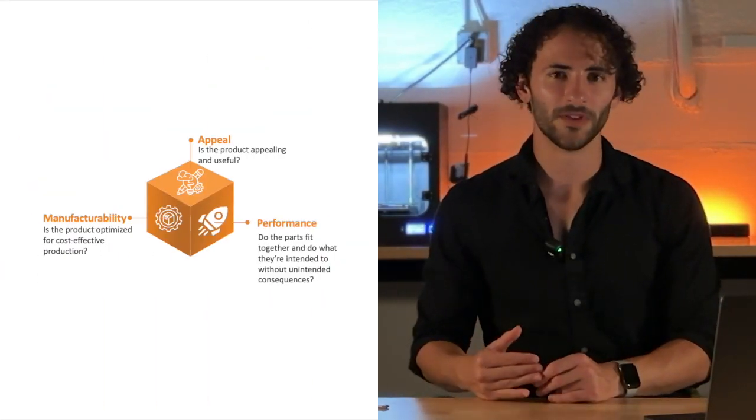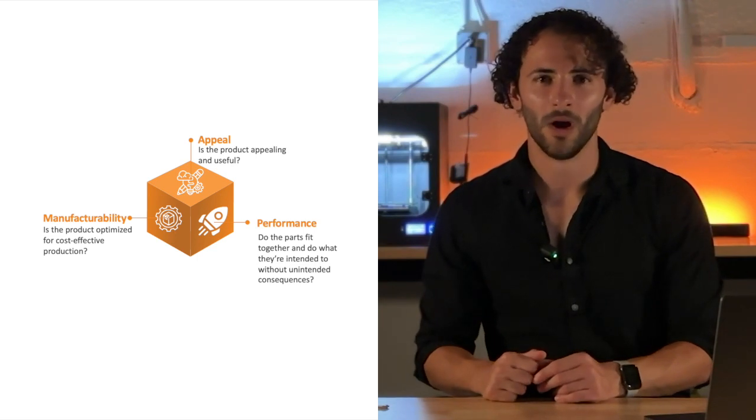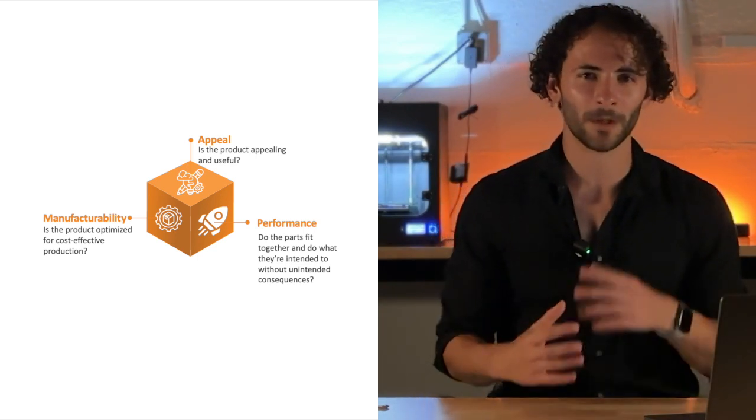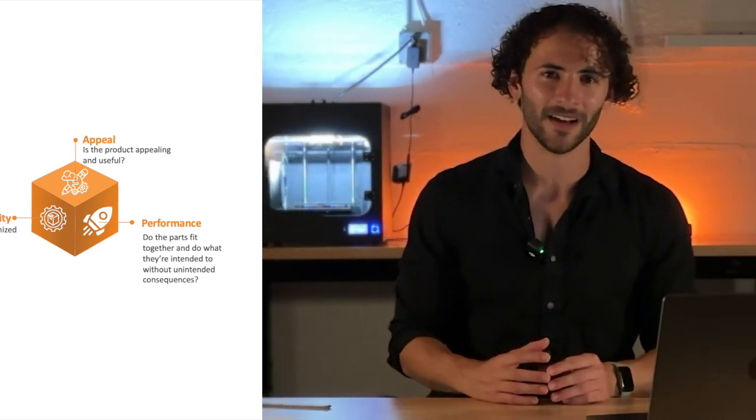Okay, now that you've finished defining your requirements, you're ready to start the actual design process. But before we talk about that, I want to introduce you to a framework that we use at Emergent to plan the design process. We call it the 3 dimensions of the product design. The 3 dimensions are appeal, performance, and manufacturability. All 3 of these things are equally important in the product's design.